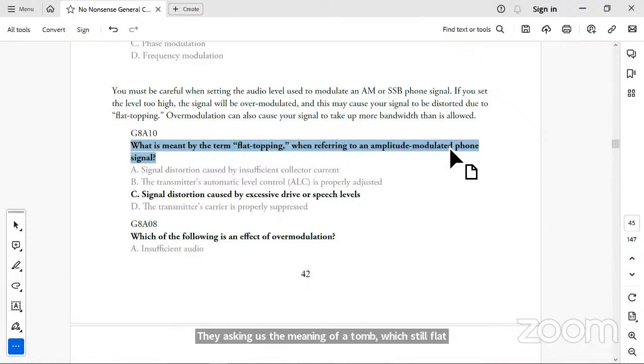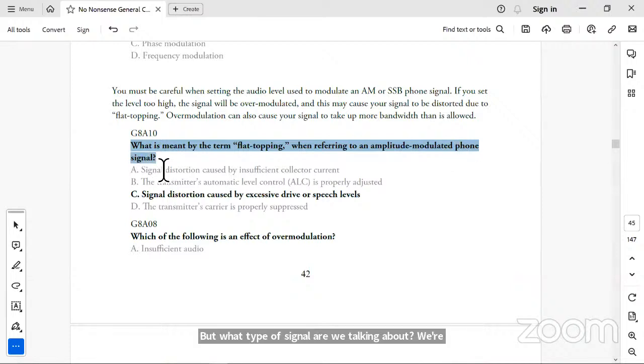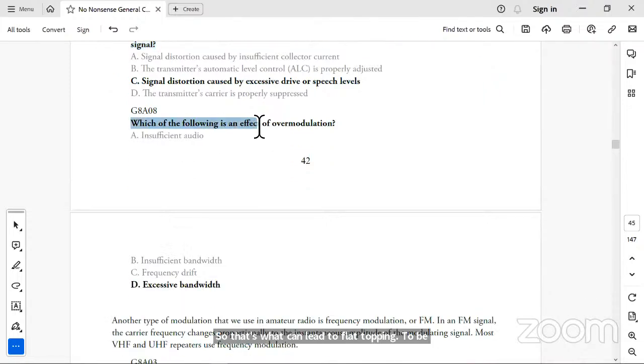We're talking about an AM signal, amplitude modulated. But what type? Phone signal. So it's voice. So remember, we're speaking. Flat topping, of course, means that we are over modulating and therefore the signal gets distorted, right? So the answer is signal distortion caused by excessive drive, or you're shouting too much or using too much microphone gain or speech levels, right? So that's what can lead to flat topping, to be assiduously avoided.